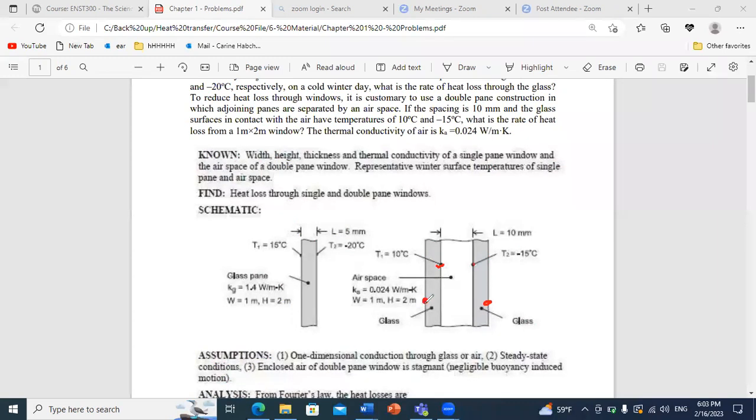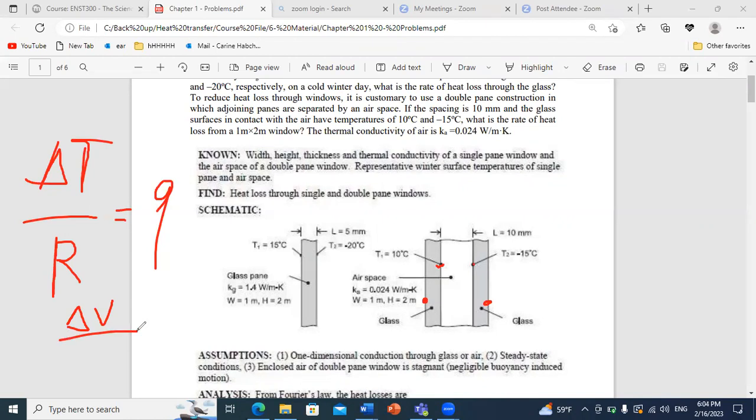What is the idea of the electrical analogy? When we are writing our terms, we wrote delta T over a certain term, which we will define as resistance, and we'll see why, equal to the flux of conduction. The idea is the following. This formula is very similar to, in electricity, delta V, which is the voltage difference, over the electrical resistance equal to the intensity of the current.